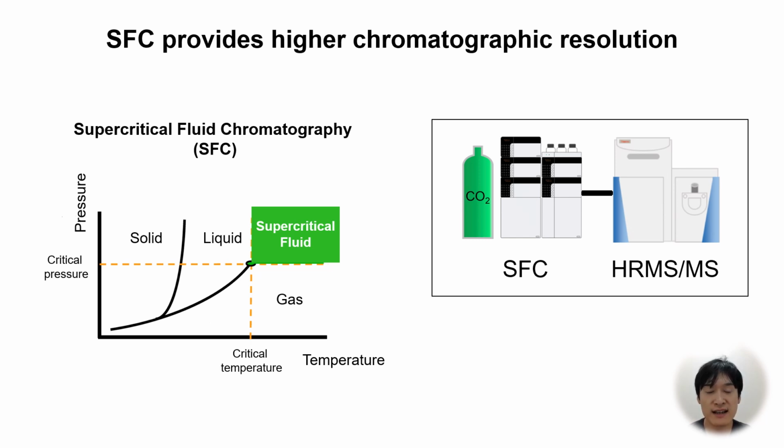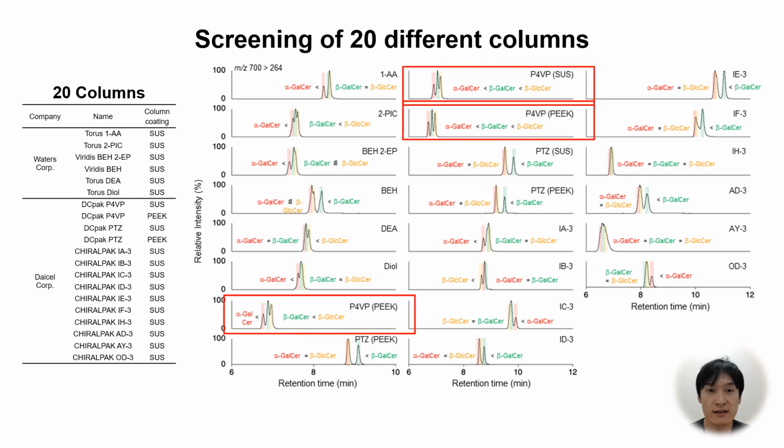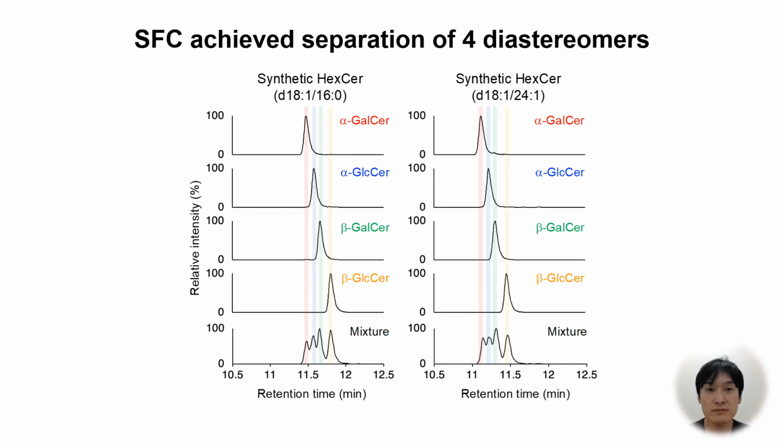SFC uses supercritical CO2 as a mobile phase and provides improved chromatographic resolutions. We tested these 20 columns to evaluate the separation quality. Finally, we found that the P4VP column provides the highest separation ability. As shown here, by using SFC, we succeeded in separating 4 diastereomers according to their retention time.